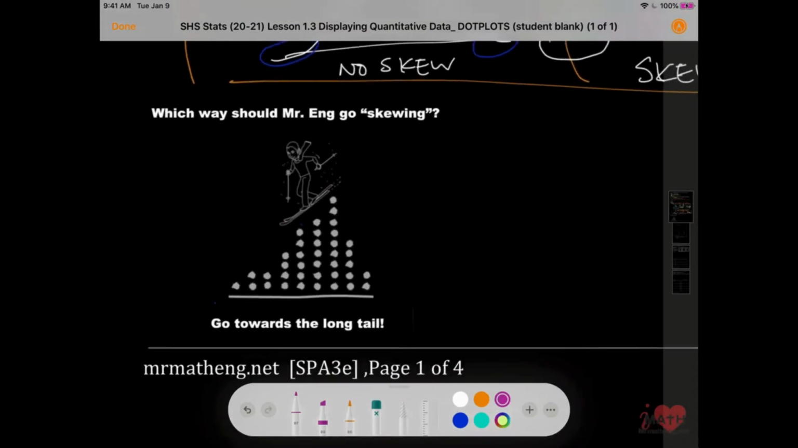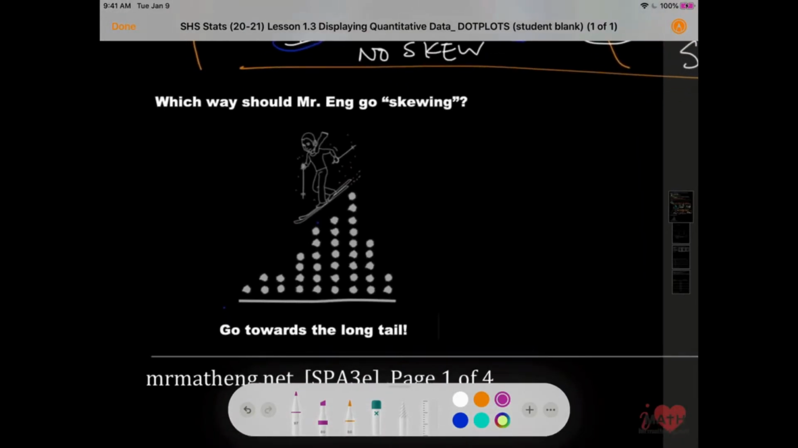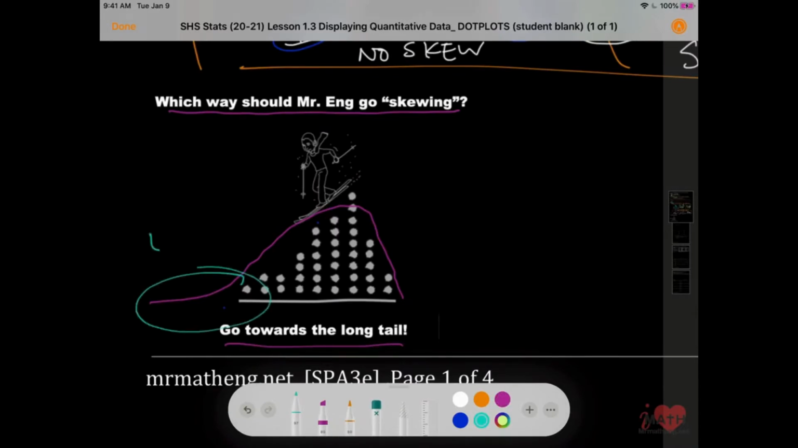Another way you can think about it is instead of skiing, which way should Mr. Ring go? Skewing. And the data, and this is actually an example below of the dot plot, it says go towards the long tail. So this would be skewed left. All right, that completes page 1. Go down to page 2.